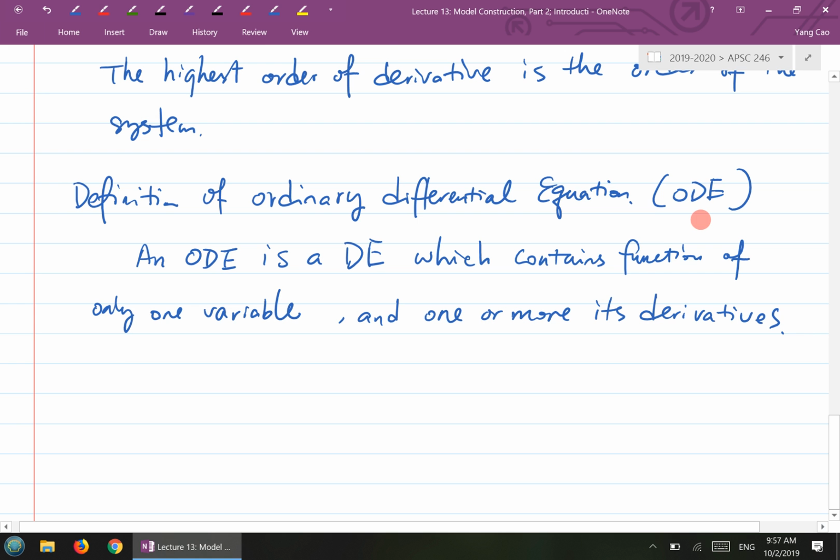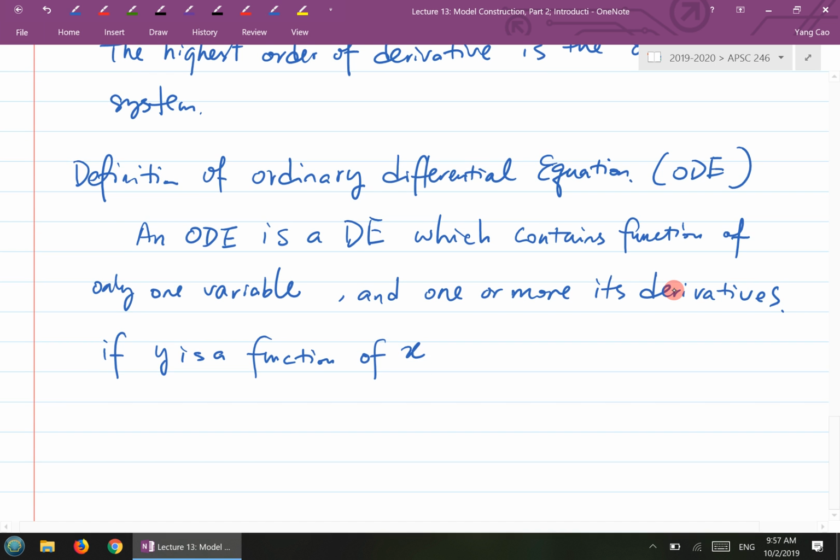So I'll give you an example right here. In general, for example, let's say y is a function of x. If you have a function y and x is the variable, an ODE can be written in the following two different formats. The first format is this.